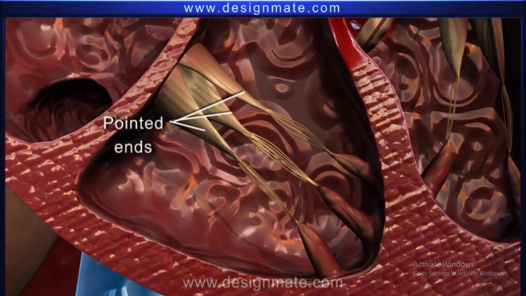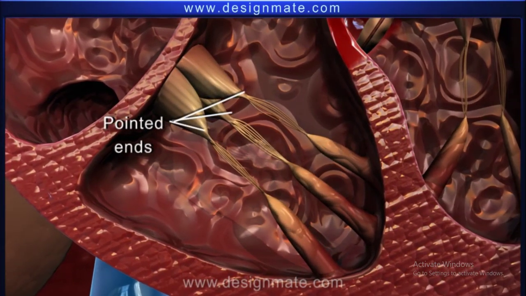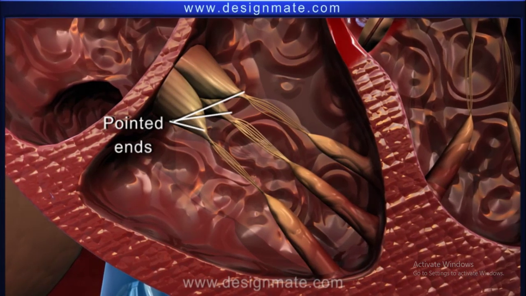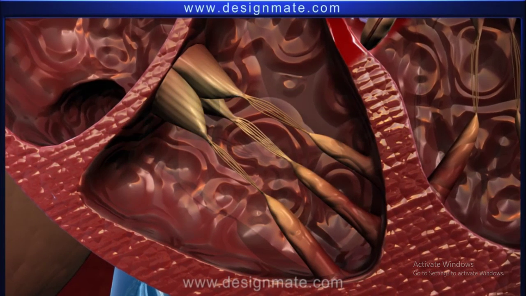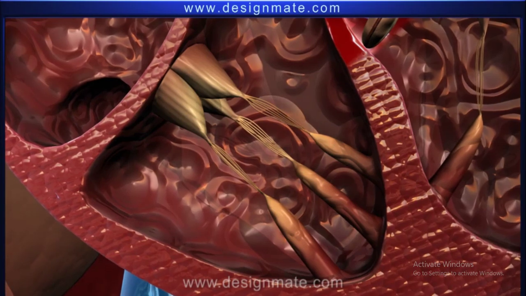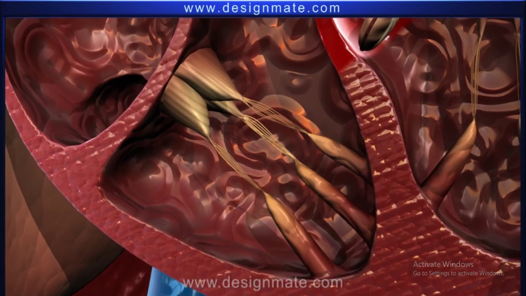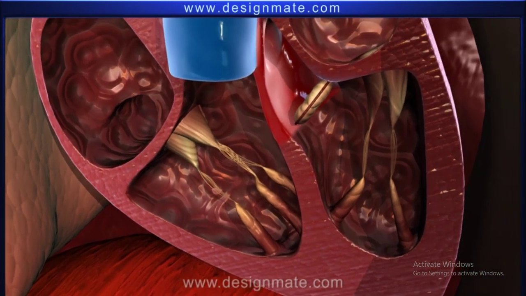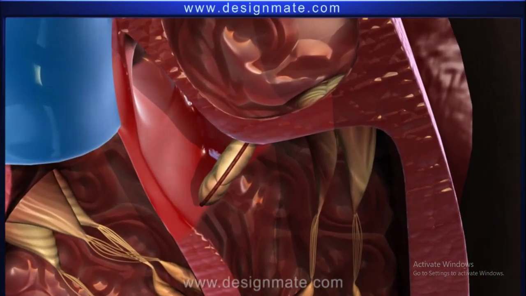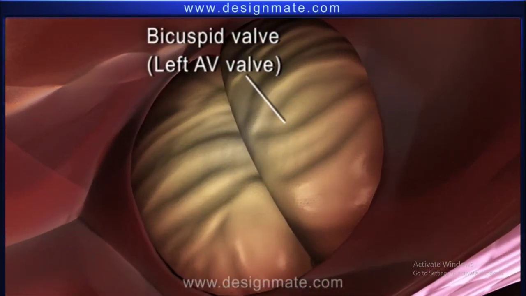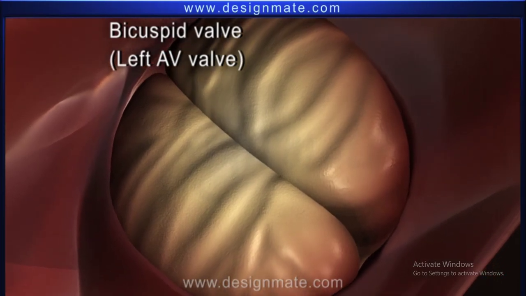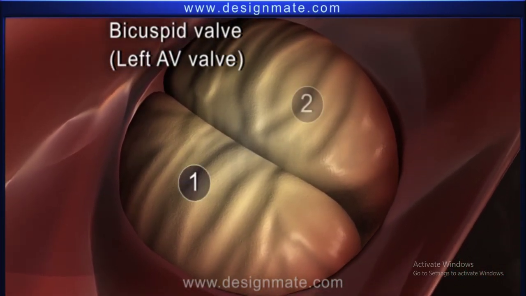The pointed ends of the flaps are projected towards the ventricles. These are attached to the wall of the ventricles through tendon-like cords called chordae tendineae. The left AV valve is made up of two flaps and is thus called the bicuspid valve.